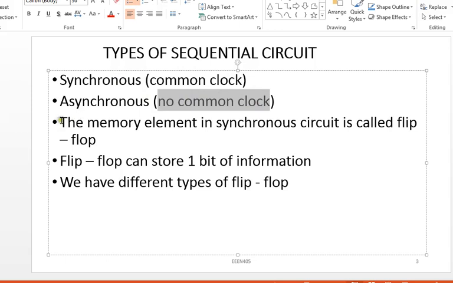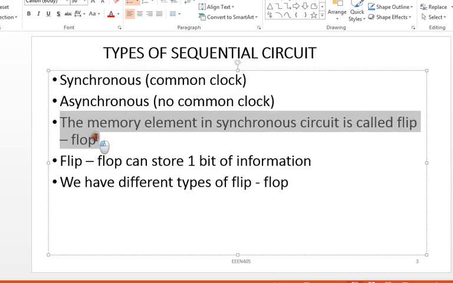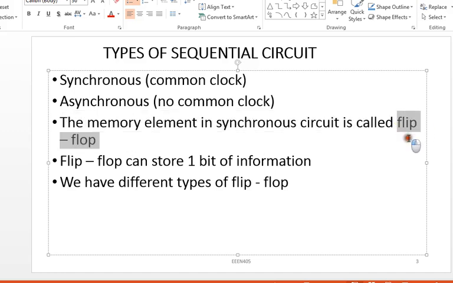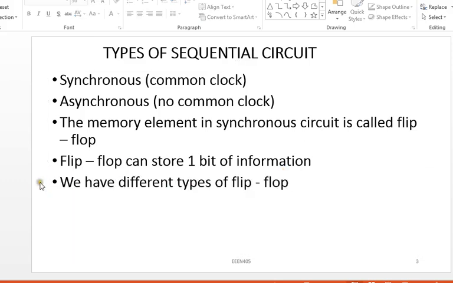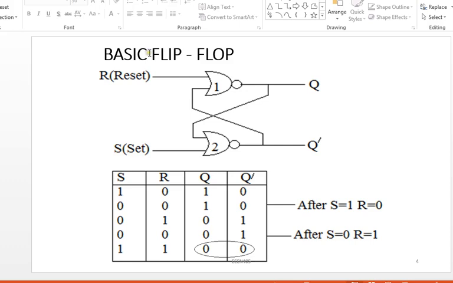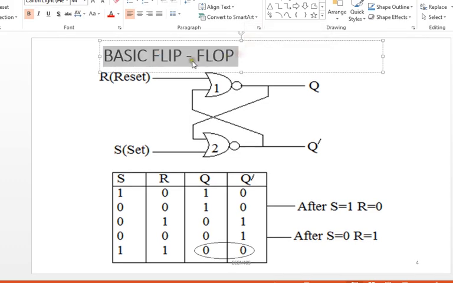And we have seen that in sequential logic, we have a memory element. This memory element is what we call a flip-flop, and the flip-flop has a storage capability of only 1 bit. That is, it can store either 0 or 1, only 1 bit. And of course, these flip-flops are of different types, as we are going to see now. First of all, we look at the basic flip-flops, and these basic flip-flops are fabricated using what we call universal gates, that is NOR gates and NAND gates.